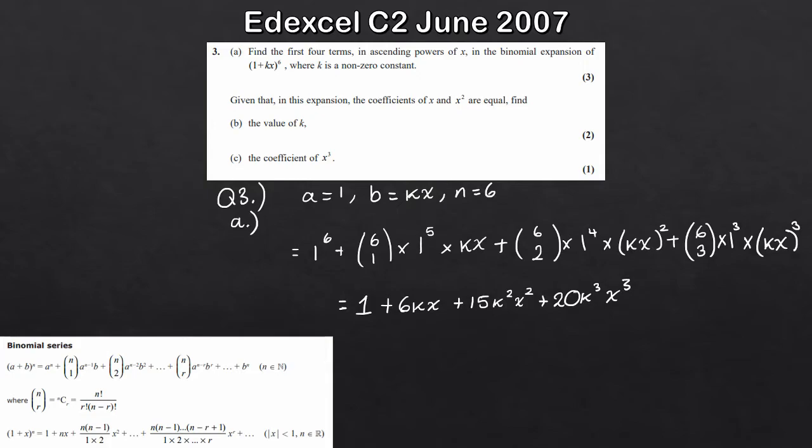Now for part B, we're told the coefficients of x and x squared are equal. So can we then find the value of k and the coefficient of x cubed?